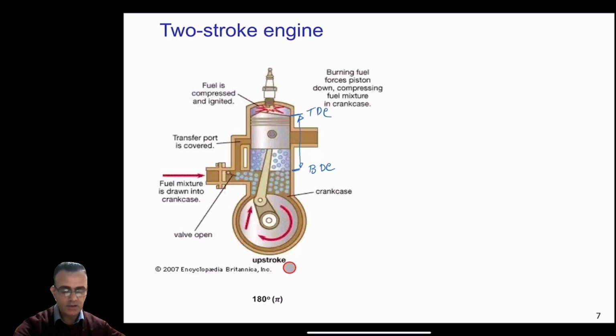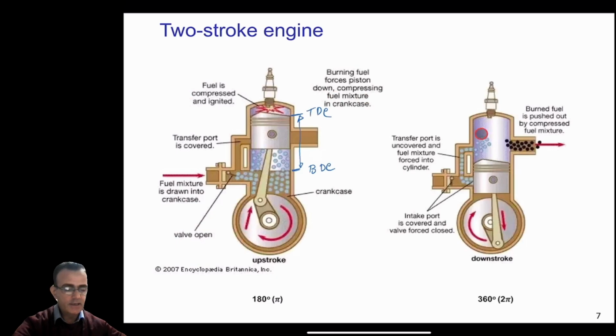In the first stroke, which we can call the upstroke, the piston will move from the bottom dead center to the top dead center. During this stroke, you create a vacuum here, and this will open this valve, and the air fuel mixture will come into this crankcase. And again, you are compressing the air fuel mixture in the combustion chamber, and then you ignite the air fuel mixture here, and then it will push the piston in the downward direction.